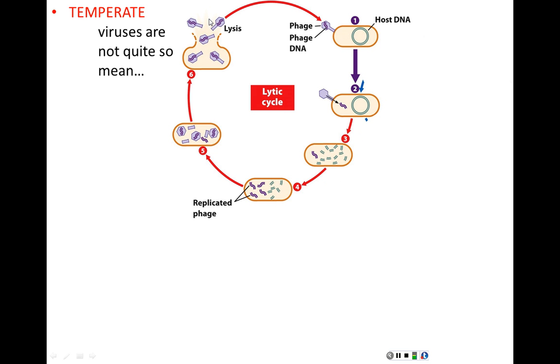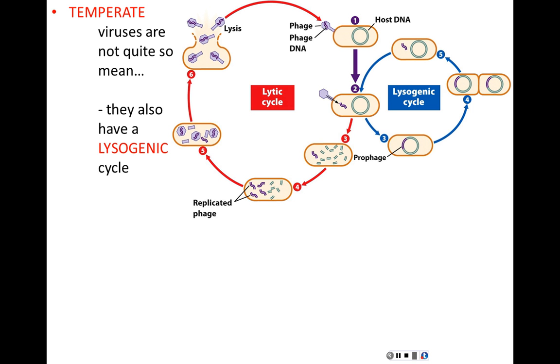And each one of those new viral particles is going to land on a new host cell and repeat the process again. Now we have virulent viruses, but we also have temperate viruses. Temperate viruses aren't quite so mean. They aren't quite so destructive. And the reason why they aren't so destructive is because temperate viruses also have what is referred to as a lysogenic cycle.